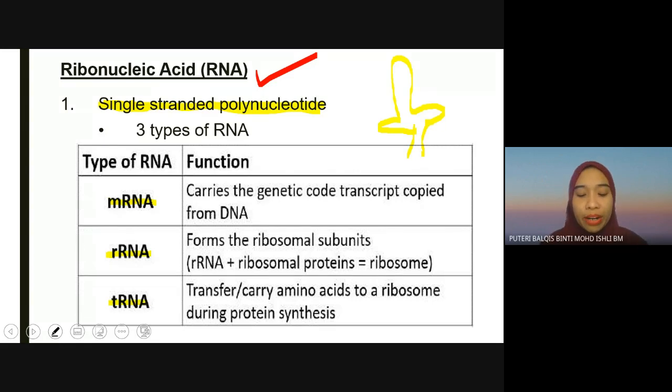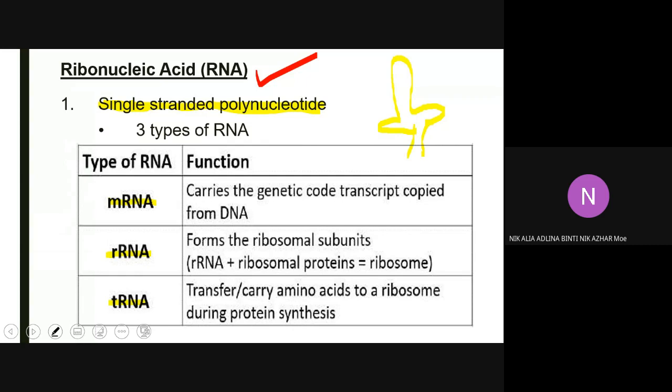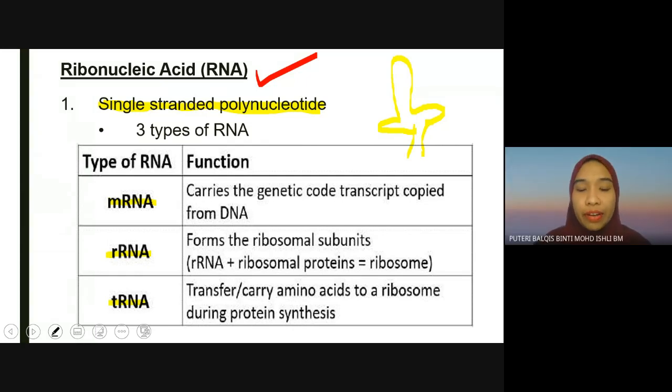Okay, for mRNA, what is meant by M? Alia Adelina, apa maksud M tu? Messenger RNA. Messenger RNA, very good. Function of messenger RNA carries the genetic code transcript copied from DNA. Later we're going to take a look which one is mRNA.